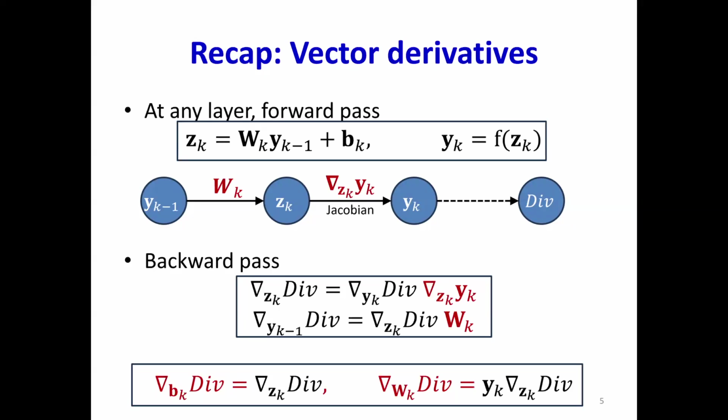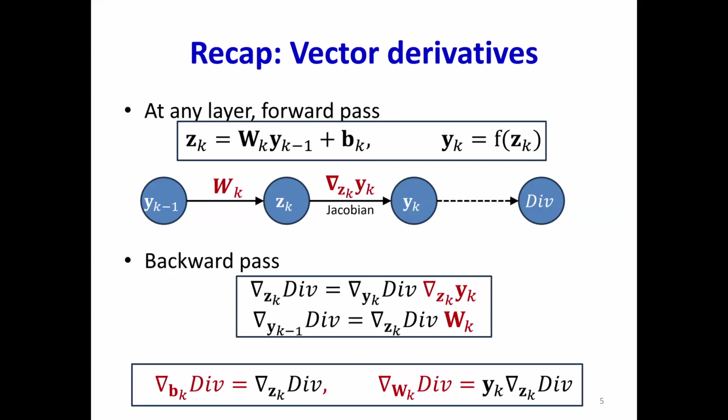Now if I were to draw the dependence, each y_{k-1} influenced the corresponding z_k, which influenced the corresponding y_k, and this happened at every layer. Eventually, the final output of the network was compared to the desired output. So every y_k eventually influences the divergence, right? If I were to write down the derivatives on this picture, this one over here is going to be the derivative of the divergence with respect to y_k.